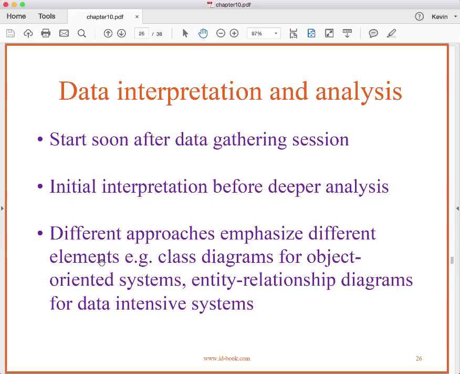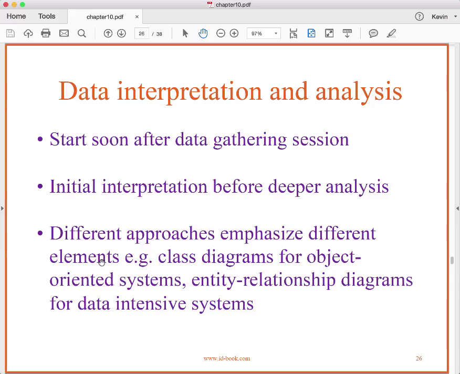Okay, so then we need to do data interpretation and analysis. So again, when we're doing this requirements work, we gather data and then we have to interpret and analyze it. So how long should we let it sit? Well, no, we should do this pretty soon after we gather the data. This is what we said before. We probably want to make some kind of initial interpretation before deeper analysis to make sure that we at least get our initial impressions.